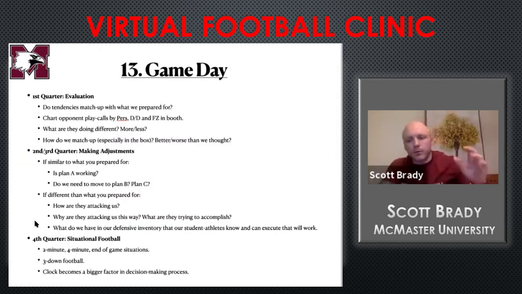And so by the end of the first quarter, we want to be able to have the defense gathered on the sideline and say, this is exactly what we prep for. All the tendencies are there. The game plan's good. Or we want to say they're doing this, this, and this different. Here's why they're doing this different. And here's what our answers need to be. Okay. Second and third quarter.